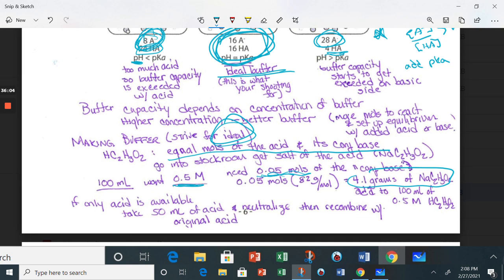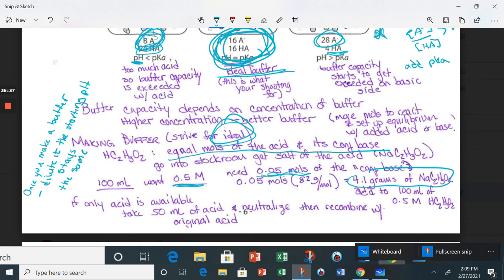And the other thing is, once you make a buffer, if you dilute it, the starting pH is the same. They always try to trick you with that question, because the ratio of your ions doesn't change. Right? Think about it. This ratio, A minus to HA, will not change if you dilute it. You're not changing the number of A minus and HA there. You're just changing how much volume they're in.